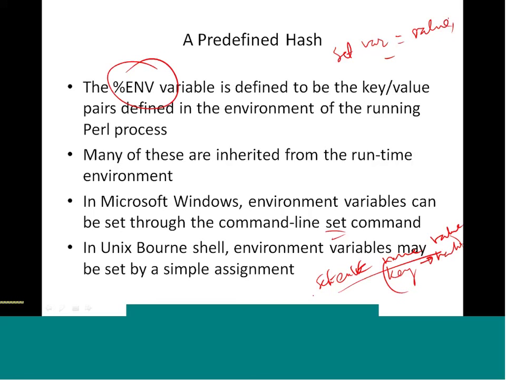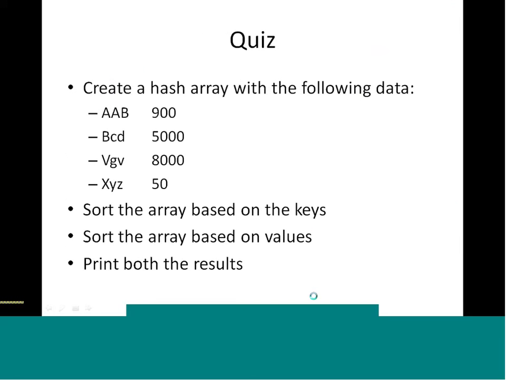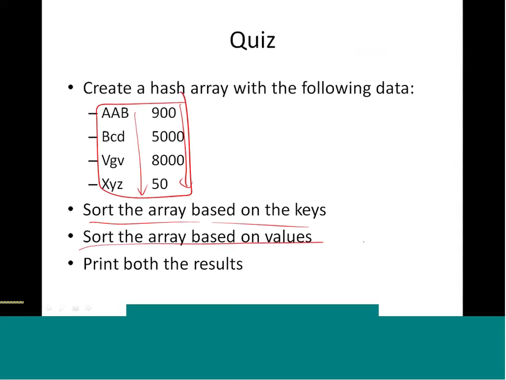Now let me give you a small quiz. Try to define a hash array with the following data. It's very simple: all of them on this side are just strings, and this side is all numeric. It could be a mix and match also. Now sort the array based on the keys. Then try to sort the array based on the values, and print both the results and see what you get. We will discuss this in the next lecture as to what you should be seeing.